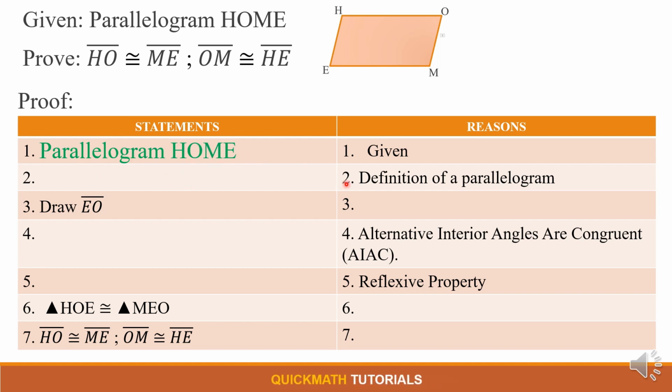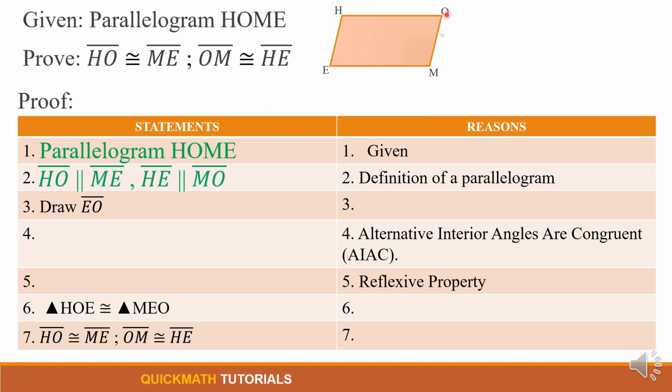For number 2, we have the definition of a parallelogram. The definition is: a parallelogram is a four-sided plane figure whose opposite sides are parallel. So opposite sides are parallel. So we have the line segment HO is parallel to the line segment ME, and the line segment HE is parallel to the line segment MO.